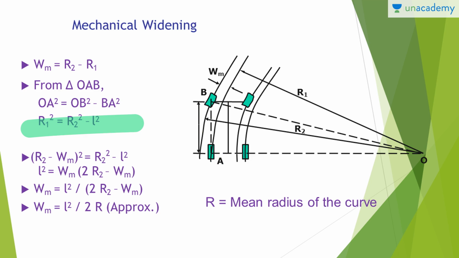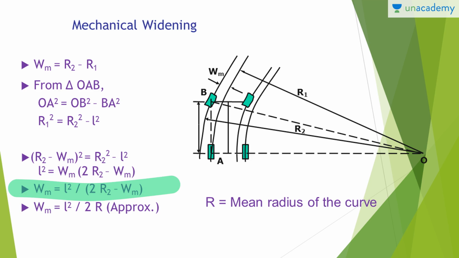Now instead of R1 you can write R1 is equal to R2 minus WM. So you get R2 minus WM whole square is equal to R2 square minus L square, and if you rearrange you will get L square is equal to WM into 2R2 minus WM. Again, if you rearrange you will get WM is equal to L square divided by 2R2 minus WM.